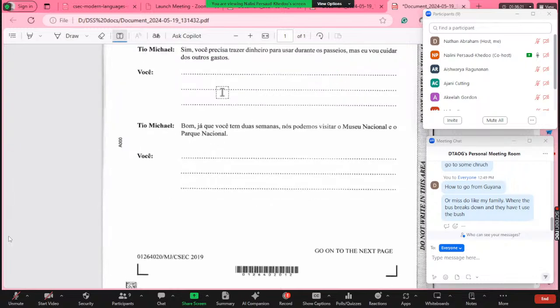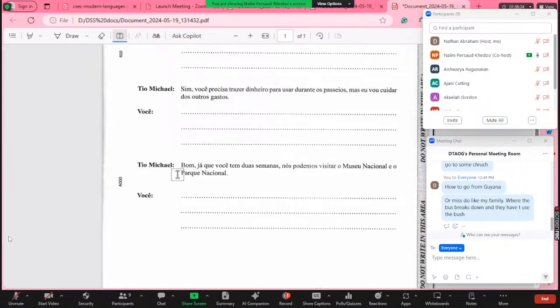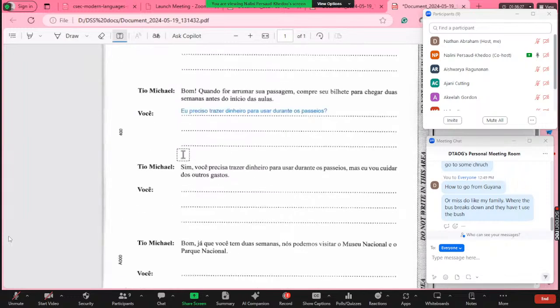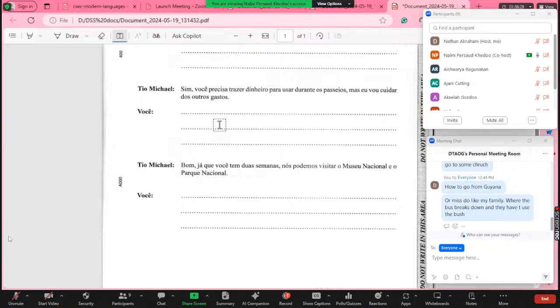And even the other questions, now we need to read this answer here and form the question that would give this answer. So it says, bom, já que você tem 2 semanas, nós podemos visitar o museu e o Parque Nacional. So the uncle is saying, good, now that you have 2 weeks, we can visit the museum and the park. So what question will you ask to get this answer?